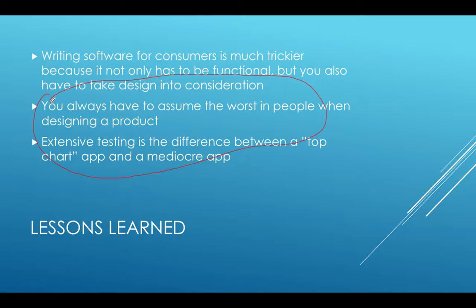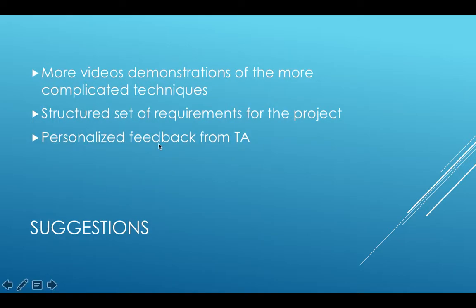So the biggest takeaway is, if you see a possible loophole in breaking your application, don't dismiss it. Even if it's a statistical anomaly, there's still a possibility that it could happen. So you should always do error catches, and you should always prepare for the worst. And once again, extensive testing is the difference between a top chart app and a mediocre app. Had I done better test cases as I was developing the product, I believe such a simple error would not have slipped through the cracks.